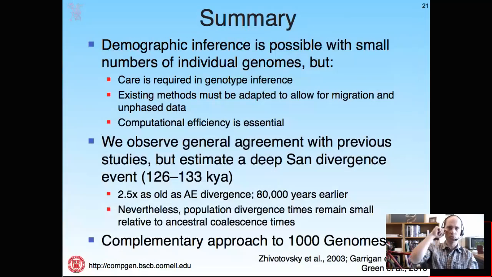Finally, I should note that this is a complementary approach to much of what's been done with 1,000 genomes data. So the 1,000 genomes data, as some of you might know, are generally low coverage data. The genome-wide data, anyway, is low coverage data.